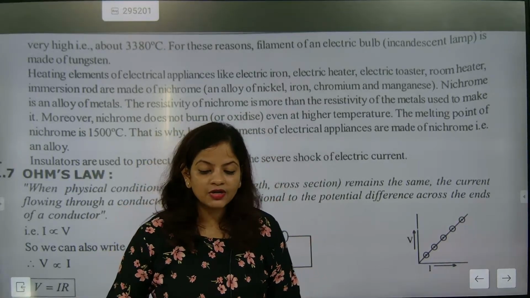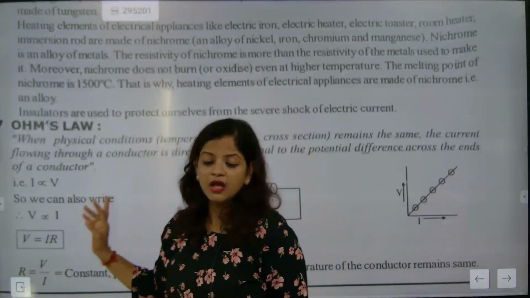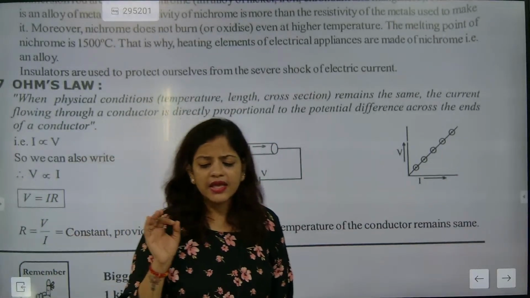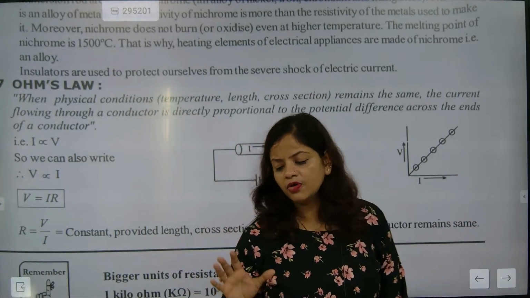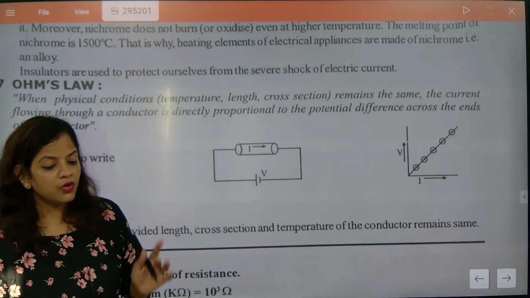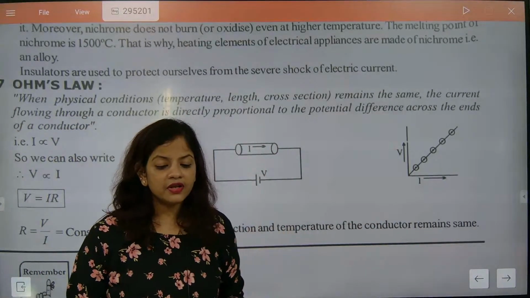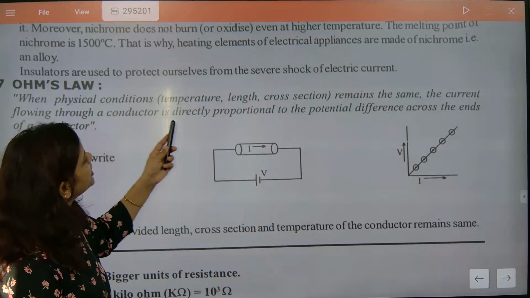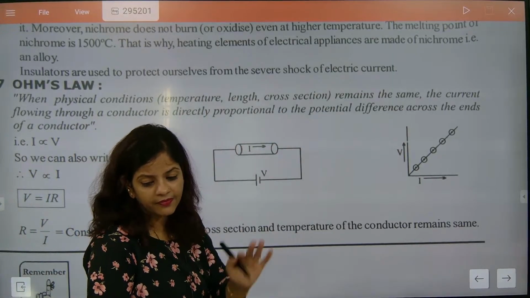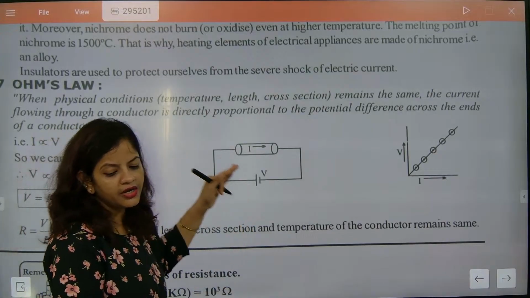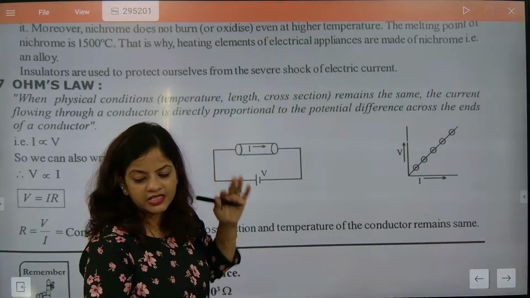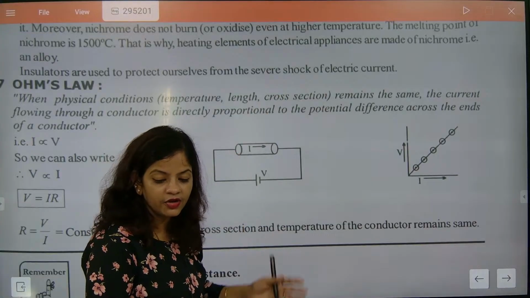Now we are going to talk about Ohm's law. Does anybody have any idea about Ohm's law? When physical conditions like temperature, length and area of cross section remain the same, the current flowing through a conductor is directly proportional to the potential difference across the ends of the conductor. V is equal to IR.